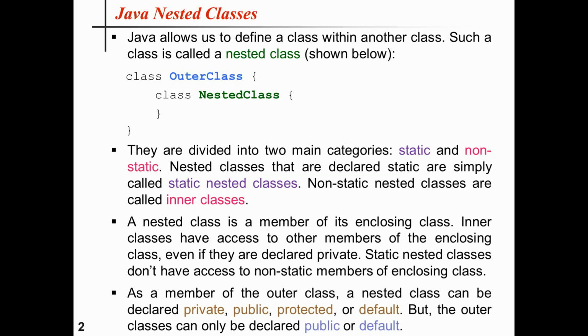As a member of the outer class, a nested class can be declared private, public, protected, or default. But the outer classes can only be declared public or default. So that is the main thing to consider. The outer classes can only be declared as public or default. So that is the feature of Java nested classes and its main distinction. Additionally, there are two special kinds of inner classes called local inner classes and anonymous inner classes.